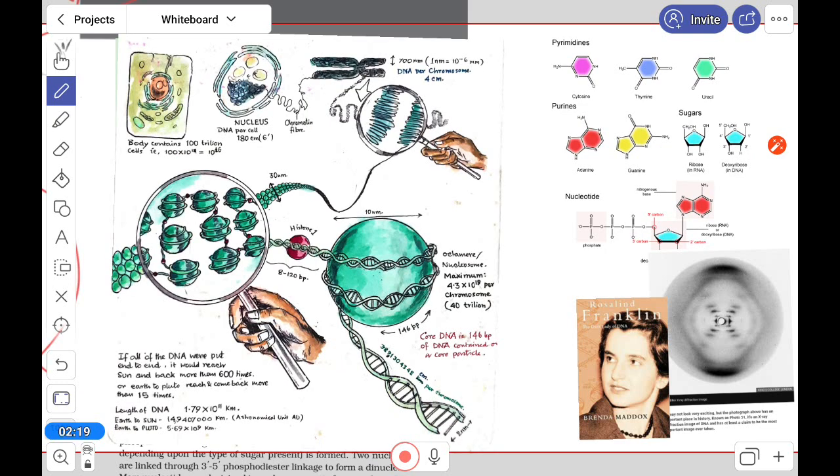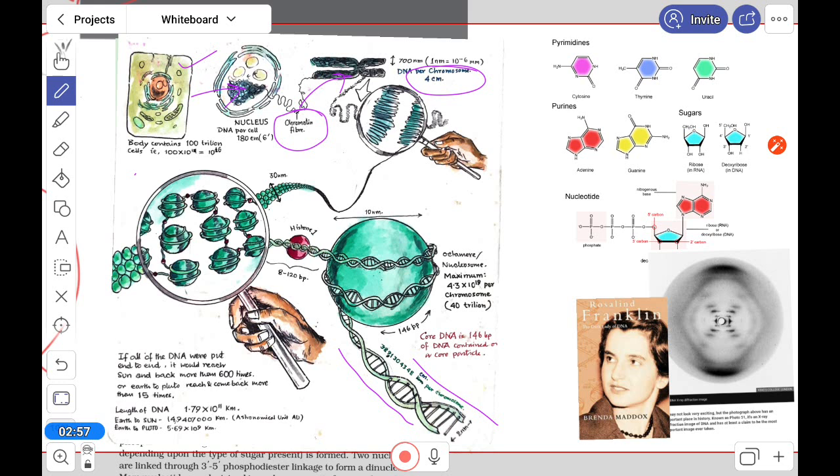If we trace DNA from the cell, look here: here is a cell, and here is the nucleus, and in the nucleus is the chromatin fiber which is present in the chromosome. In each chromosome, the DNA length is about 4 centimeters. If it is magnified, we can see some bead-like structure, which we'll discuss afterward. And here it is, DNA.